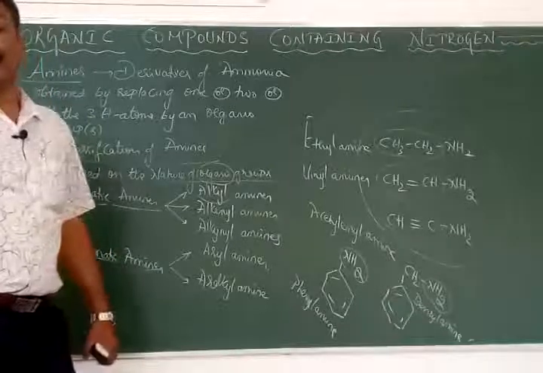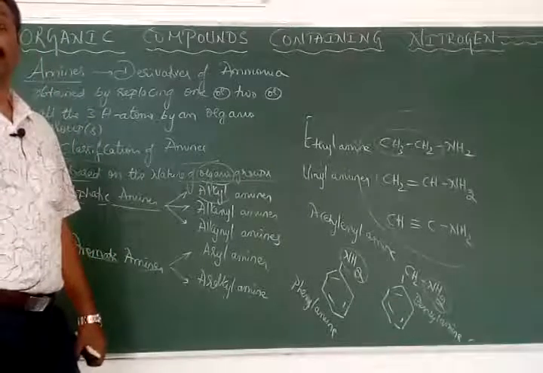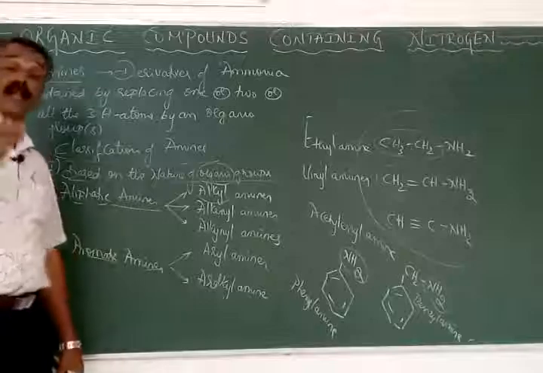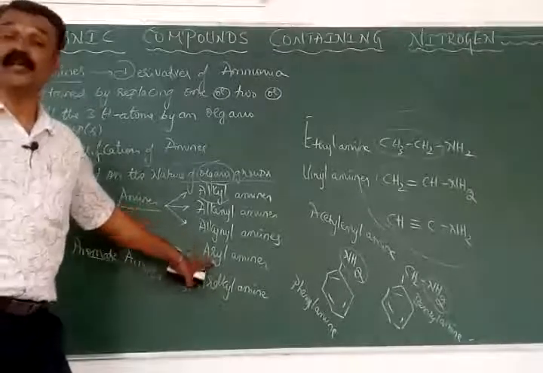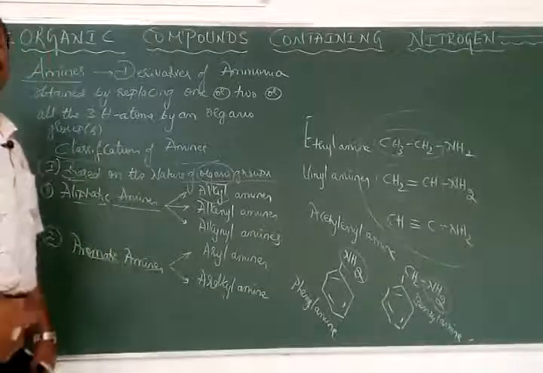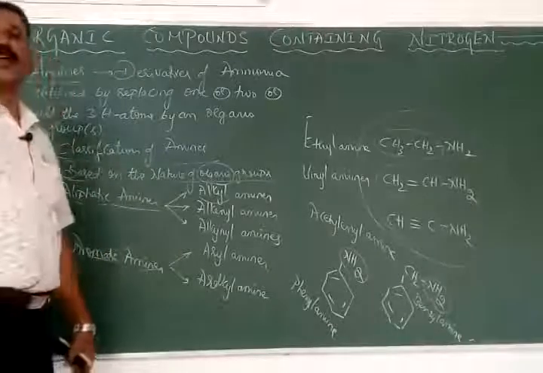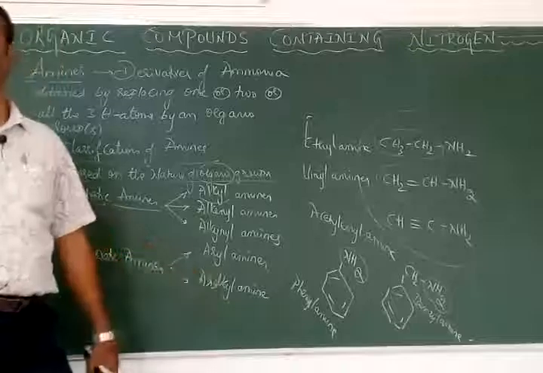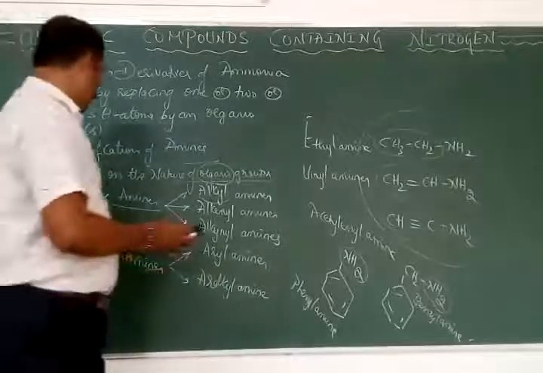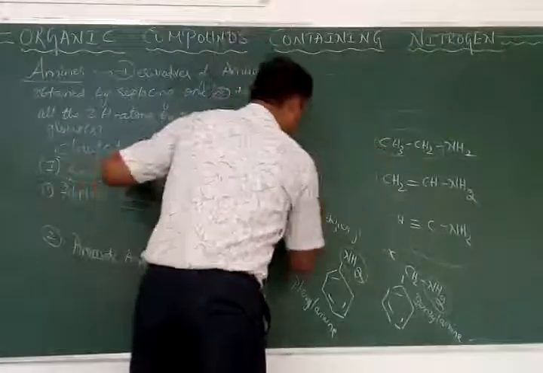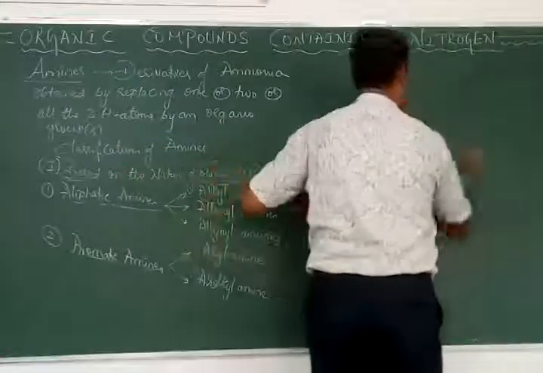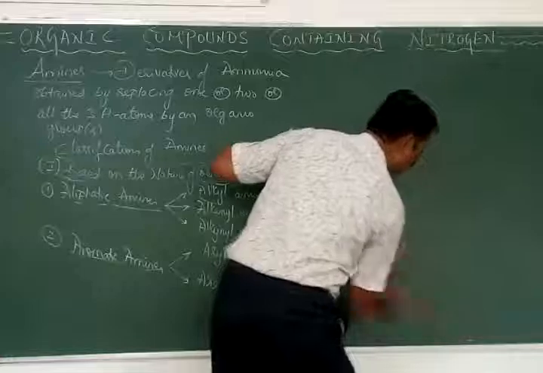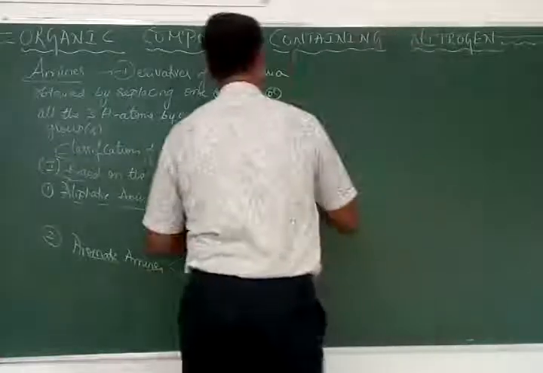Suppose it is an aromatic amine, a derivative of ammonia where the NH2 group is directly attached to the benzene or aromatic nucleus, then it is called aryl amine. If the same NH2 group is attached to the side chain of the aromatic or benzene nucleus, then it is called aralkyl amine. So that is the first category, the classification based on the nature of the organo groups.